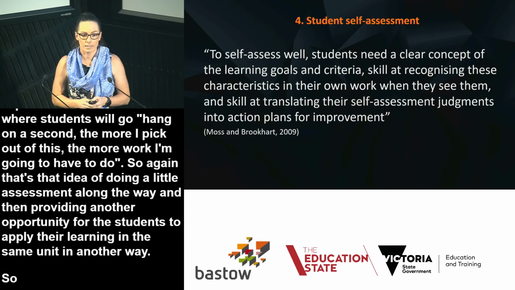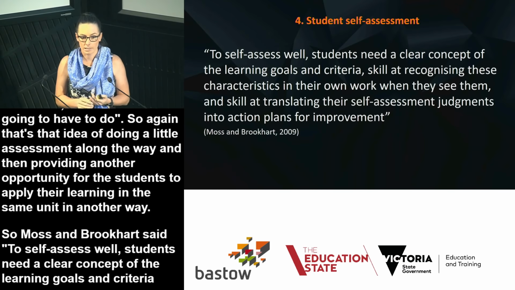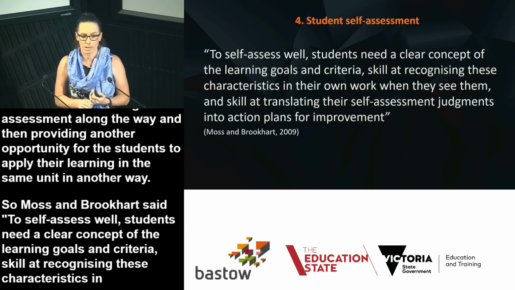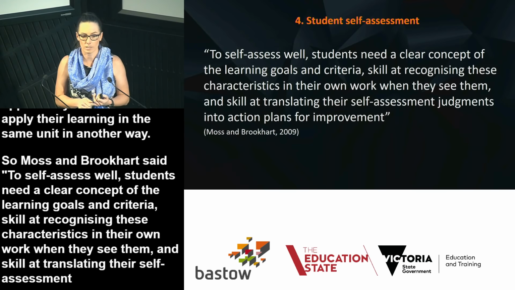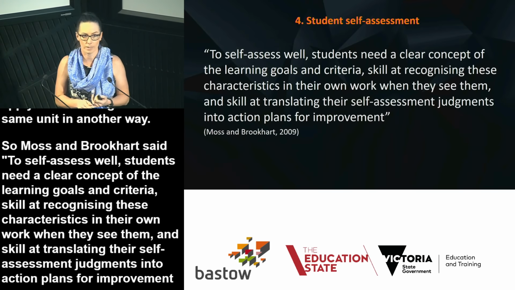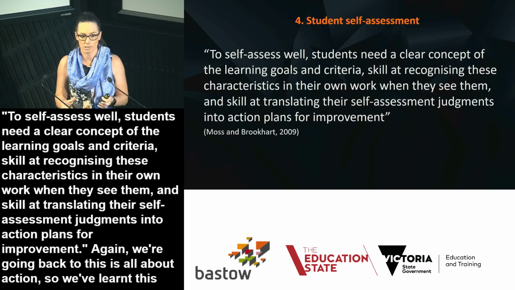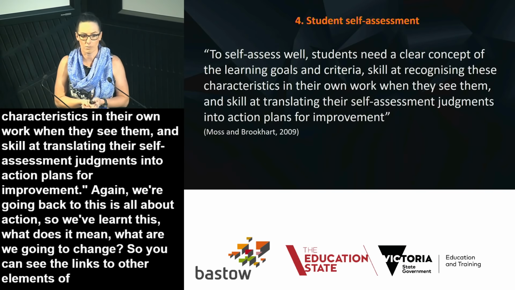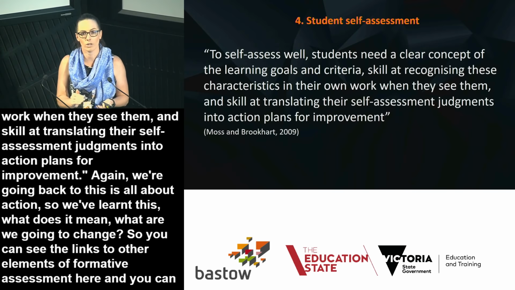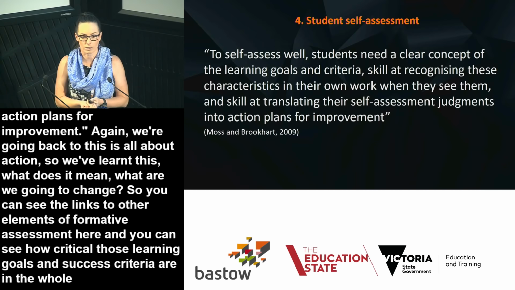So Moss and Brookhart said, to self-assess well, students need a clear concept of the learning goals and criteria, skill at recognising these characteristics in their own work when they see them, and skill at translating their self-assessment judgments into action plans for improvement. Again, we're going back to this is all about action. So we've learnt this, what does it mean? What are we going to change? So you can see the links to other elements of formative assessment here, and how critical those learning goals and success criteria are in the whole formative assessment process.